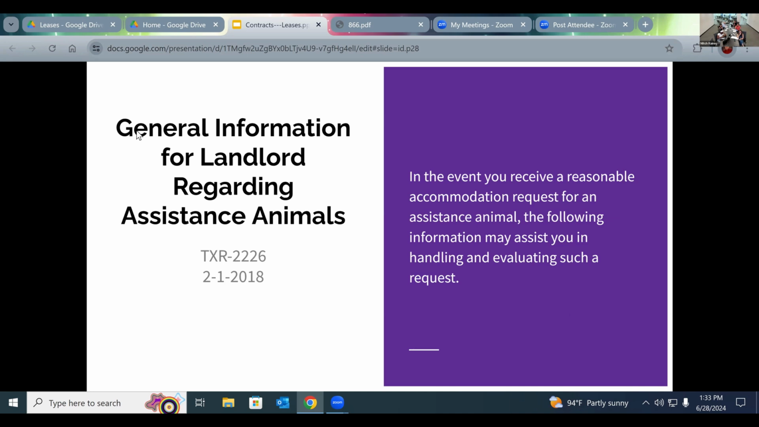General information on landlord regarding assistance animals, great form. It really tells the landlord about assistance animals. Keeps it at arm's length. Not required, I would like to make it required. When we update the checklist, it may be on there.